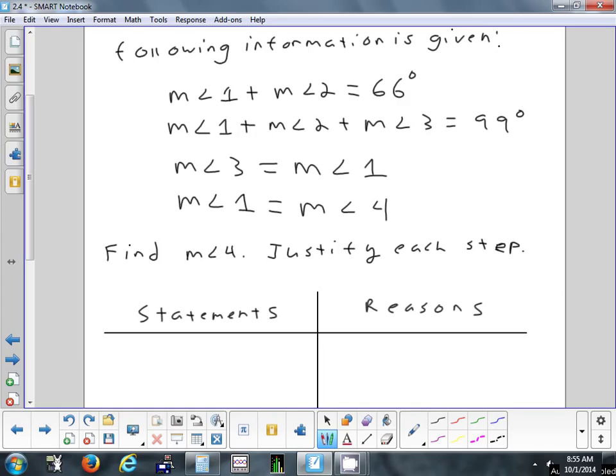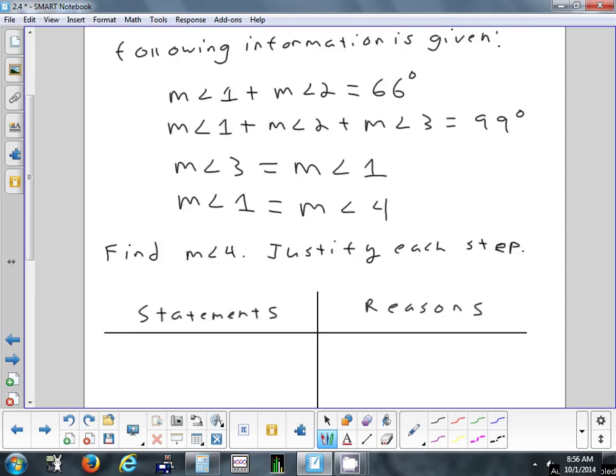Generally though, what's a good thing to always start off with? The given. Okay? We have a lot of things that were given. We don't want to just throw everything up there that was given right away. We want to put it up there as we need it. So I think there's something we can figure out using the first 2 steps. I'm not sure if you see it yet, but if you know angle 1 and 2 is 66, and you know 1, 2, and 3 are 99, we can figure something out about angle 3. So we're going to write down the steps to figure that out, and then we'll get it.